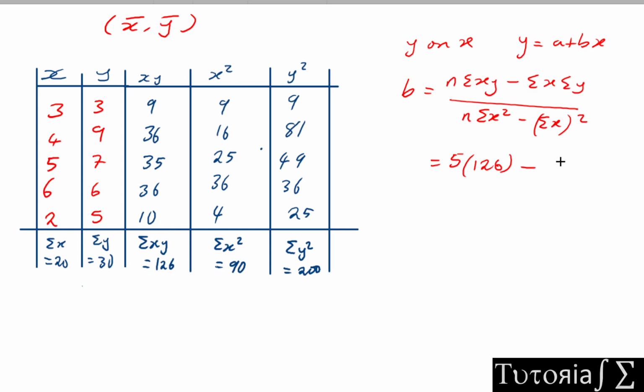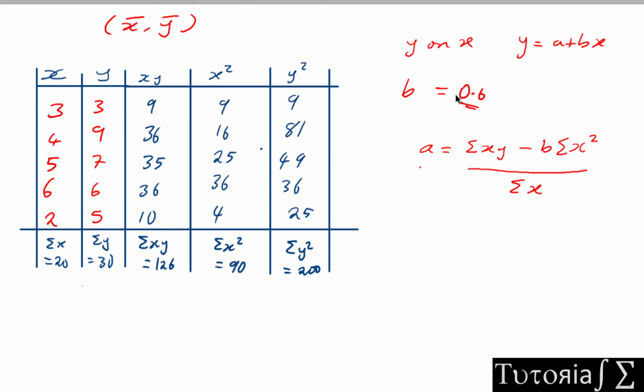5 times summation of xy, which is 126, minus summation of x, which is 20, times summation of y, which is 30. Then divide by 5 times summation of x squared, which is 90, minus summation of x, which is 20, squared. So simplifying everything there, we see that our b will be 0.6. This formula, you should remember it from the previous lesson. So that will be our b, which is 0.6.